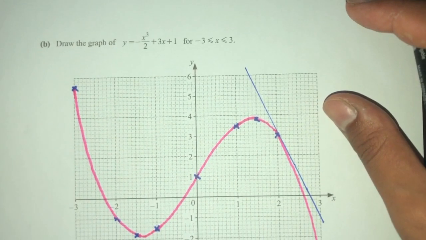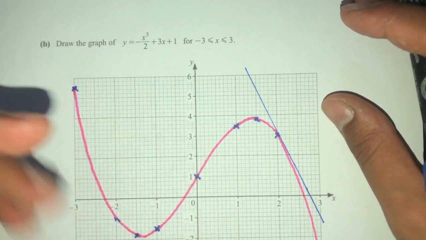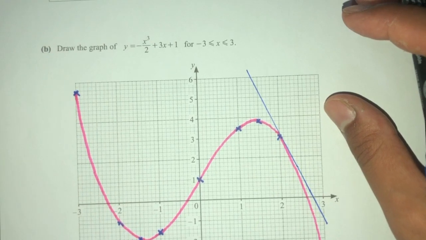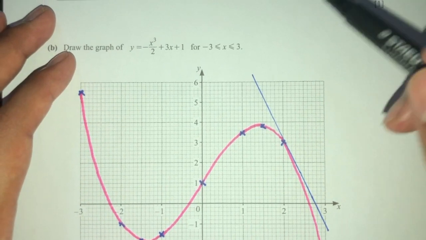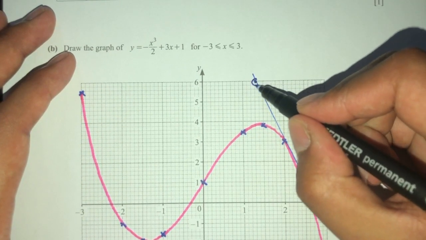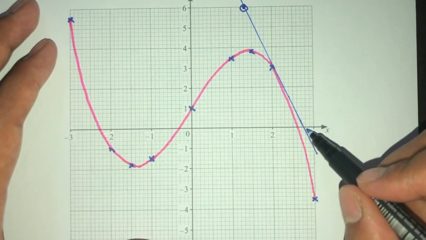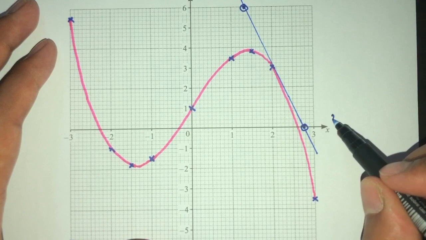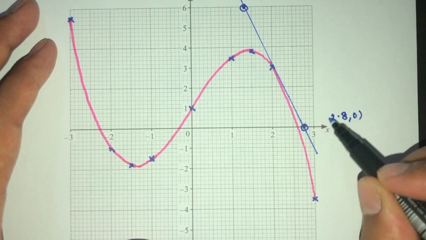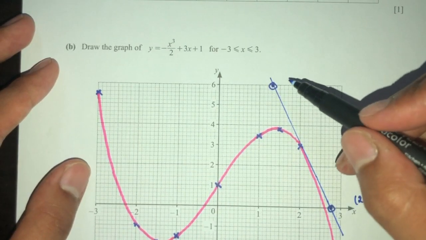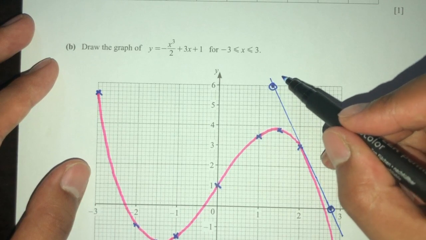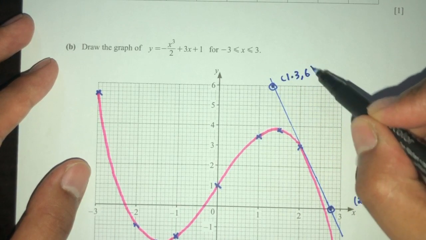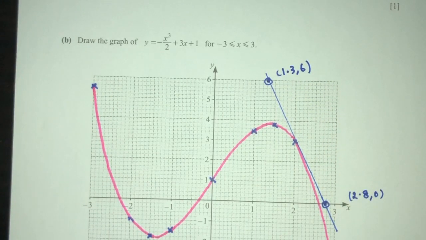Now this is how you do it. You draw a line as best as you can where it touches the curve at exactly that point, and then you find one point on one side, and you find one point on this side. So this is the point 2.8, 0, and this is the point 1.36. So we can use those 2 points to find the gradient of the tangent.